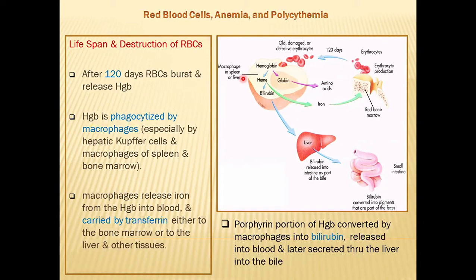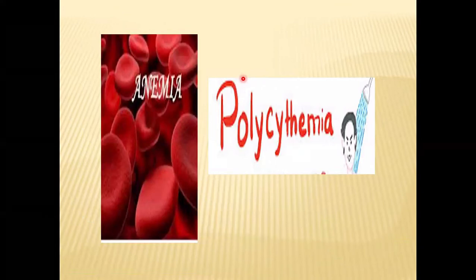That's the fate of an old RBC. Then the porphyrin portion of the hemoglobin is converted by the macrophage into bilirubin, and it's released into the blood and later secreted through the liver into the bile. So it contributes to the color of the bile, and then also to the color of the stool. So that's all about RBC.